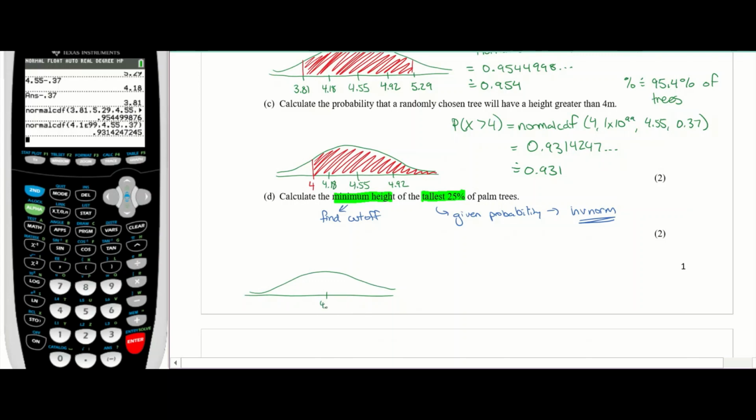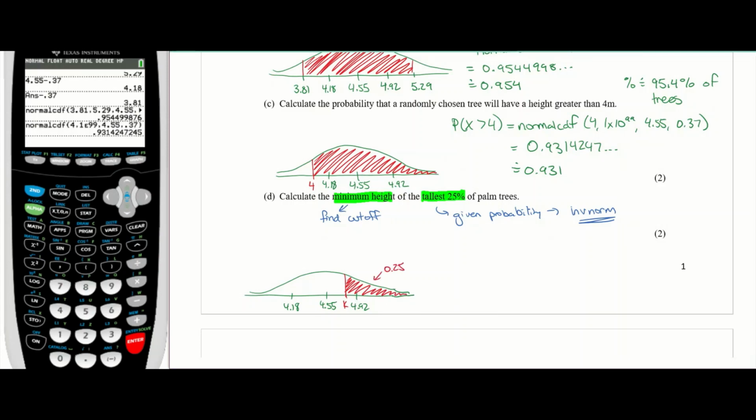So 4.55, I'll put a couple standard deviations on either side. Now, the tallest 25% is going to be on the right side of the mean, because exactly to the right of the mean will be the biggest 50%. So if I want the biggest 25%, let's say I'm somewhere over here. Let's say that's K. This will be the biggest 25%.